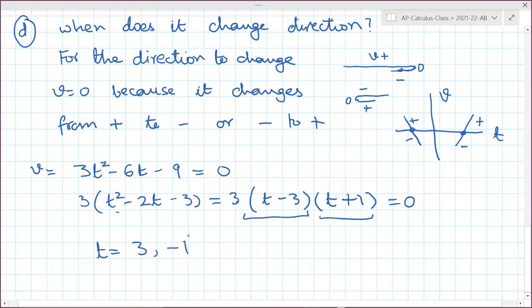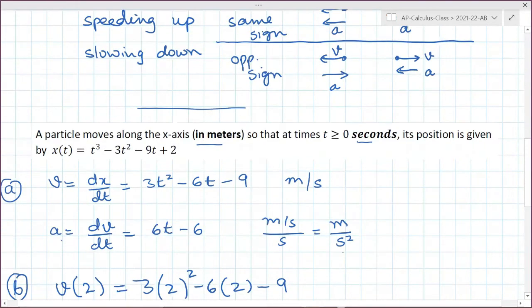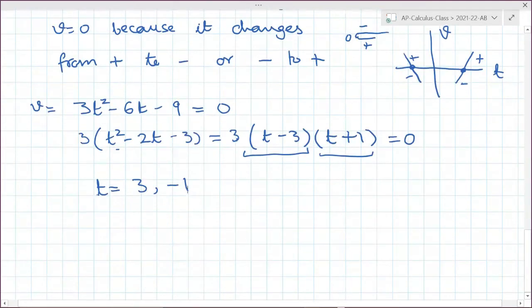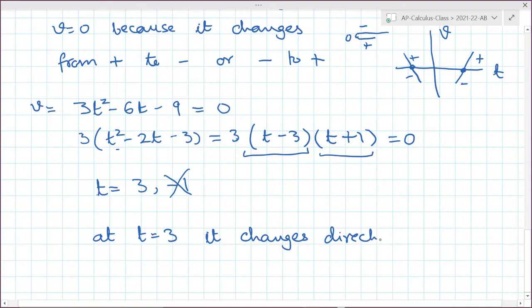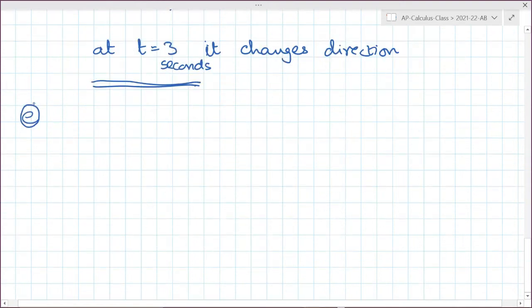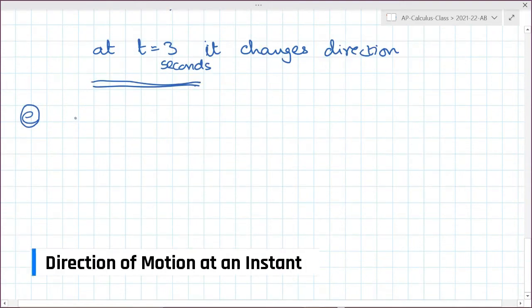But they already gave us that t is greater than or equal to 0. If t is positive, we cannot use this. That means at t equals 3, it changes direction. T equals 3 seconds. At t equals 0, is the particle moving to the right or left?